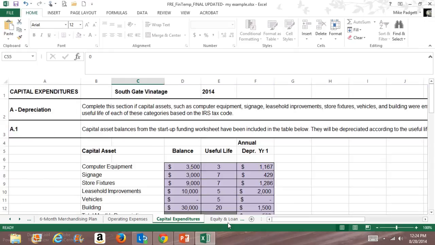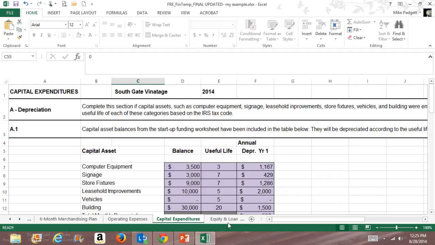So next is our capital expenditures. And capital expenditures are the assets purchased by the business to create a future benefit and are different from your operating expenses. They would be such things as your fixtures, your computer equipment. They can also be sold in the future to recapture cash. And they're recorded as assets on the balance sheet at the price they were purchased at.